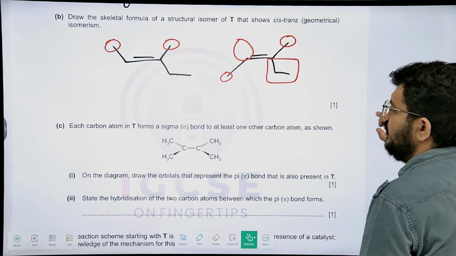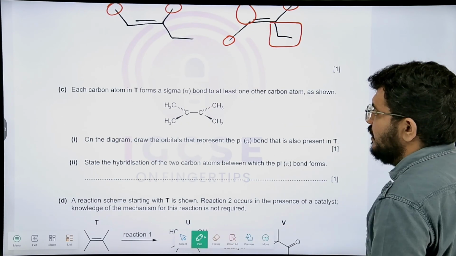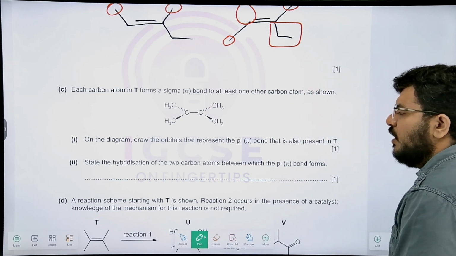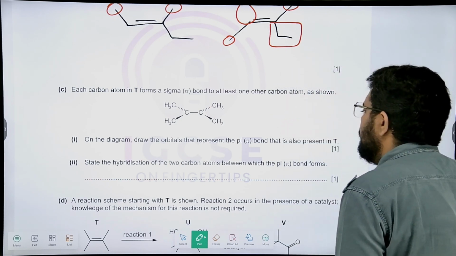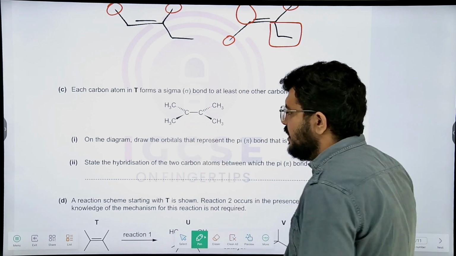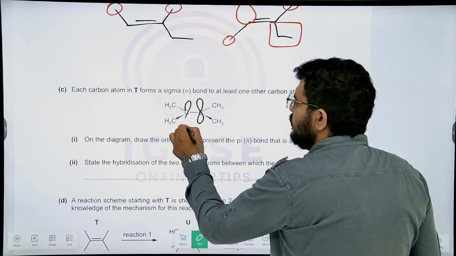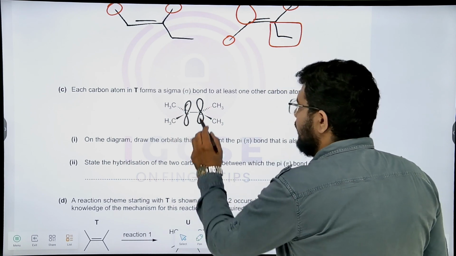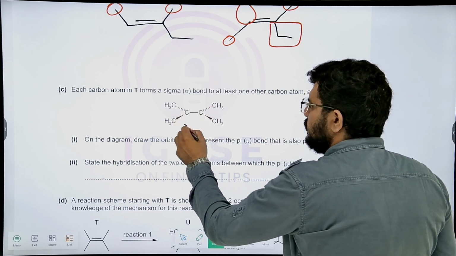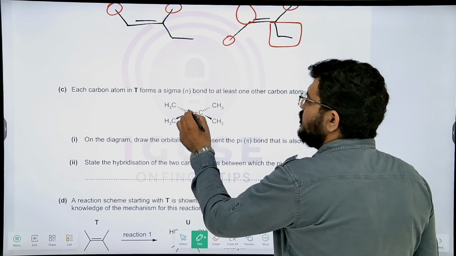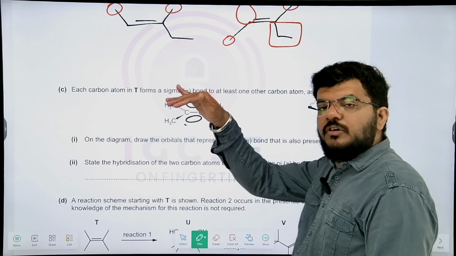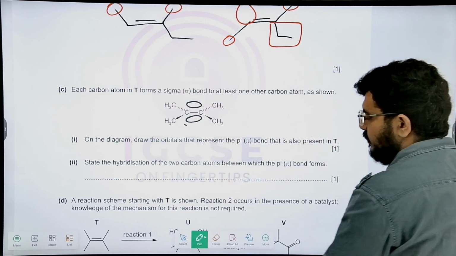Then we have: each carbon atom in T forms a sigma bond to at least one other carbon atom as shown. Yes, it does. On the diagram, show the orbitals that represent the pi bonding that is also present in T. The pi bonding is present between the central carbons, right? So, what are those orbitals? Those orbitals look like this. But I think it is better over here if you can draw the pi bond. The pi bond looks like this, right? The electrons are shared above and below the single sigma bond.